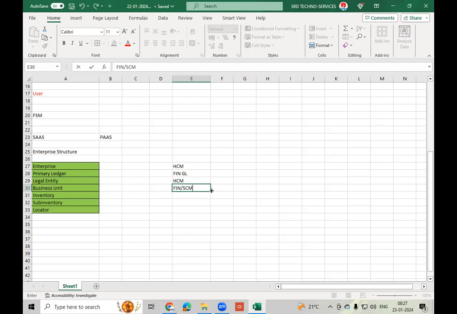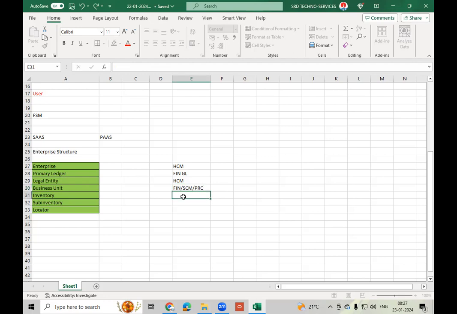That can be financial transactions. Those can be supply chain management transactions. So that is the reason this may be defined by either a financial consultant or a supply chain management consultant. Here I'll maintain PRC also, procurement. So purchases, sales, both will be maintained, and not only that, payable transactions and receivable transactions will also be maintained at business unit level.